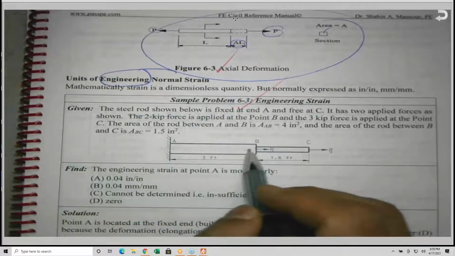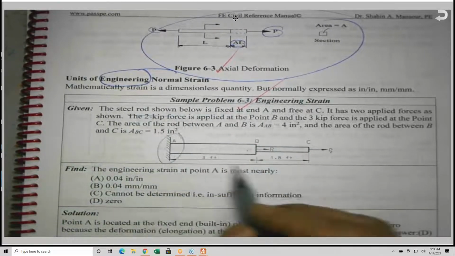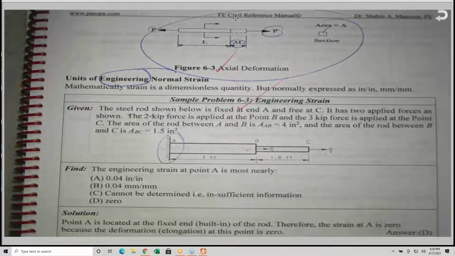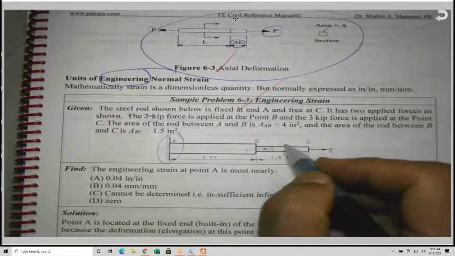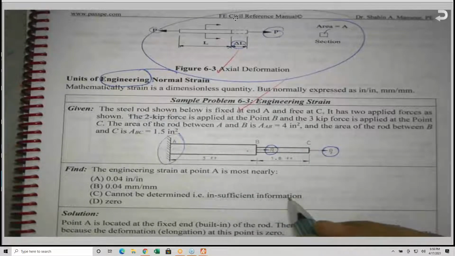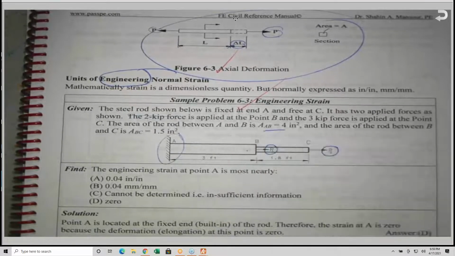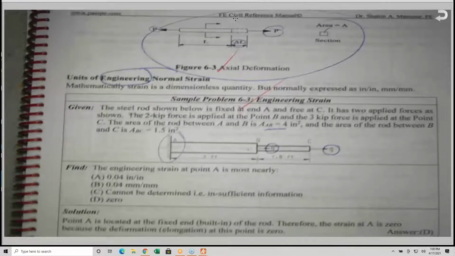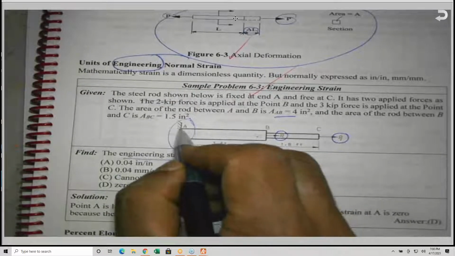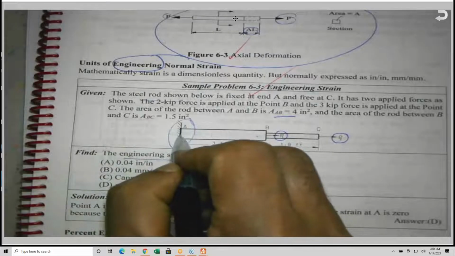The steel rod shown here is fixed at this end and free at the other end. And we have two forces, P1 and P2. The cross-sectional area is given for each, and it is asking what is the engineering strain at point A. Point A, this fixed end.